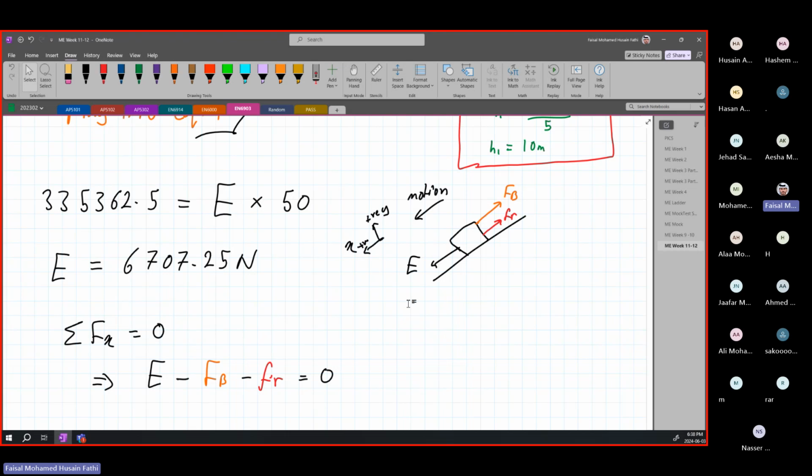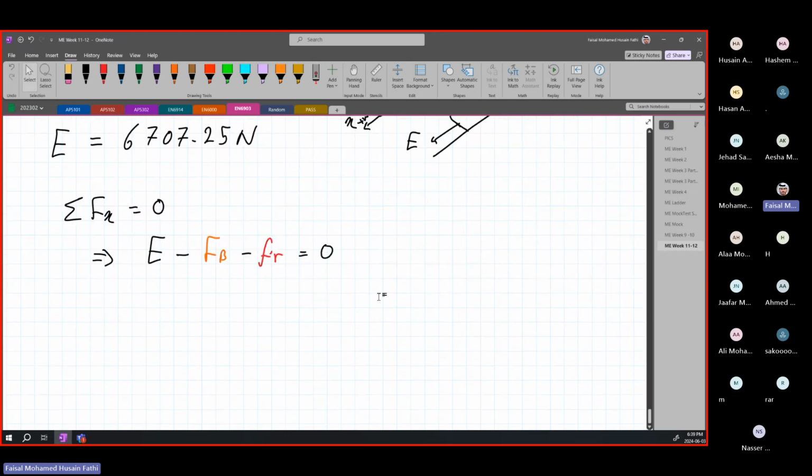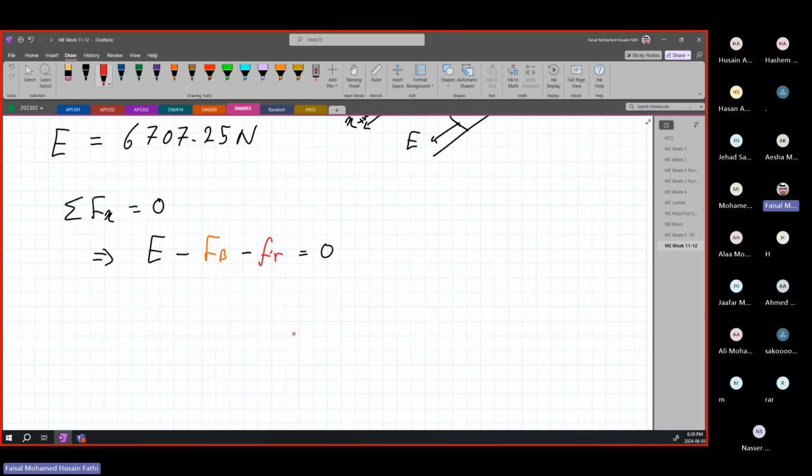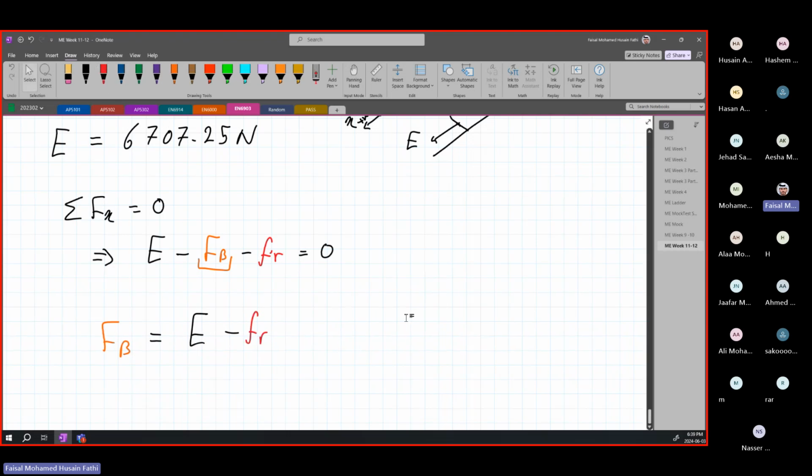All right. So, again, this is our free body diagram. This is our equation. Now, we don't care about the total E. What are we trying to find? We are trying to find FB, our braking force. So FB is equal to E minus FR. I just moved FB to the other side, and we will be left with E minus FR.